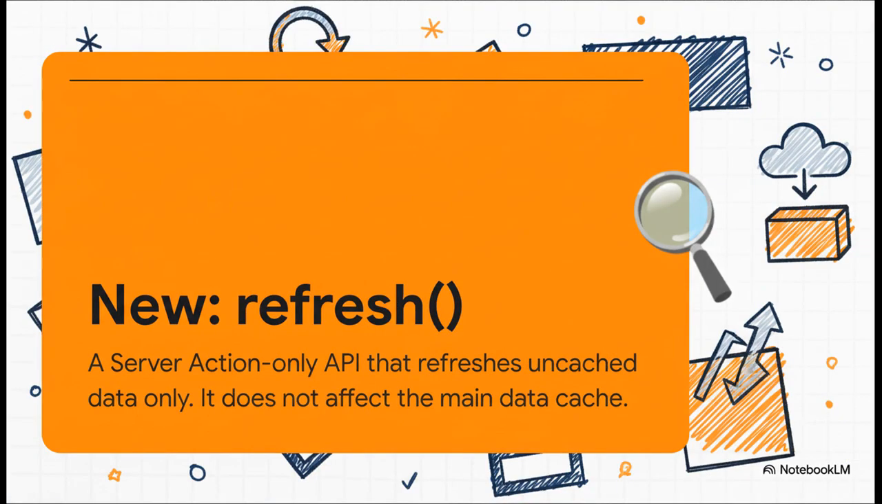And then there's refresh. This is also a server action-only API, but its job is super specific. It only refreshes the uncached data on a page. Your main data cache? It doesn't touch it at all. A good example might be if you want to update a little notification counter in the header after a user does something without refetching all the main content.